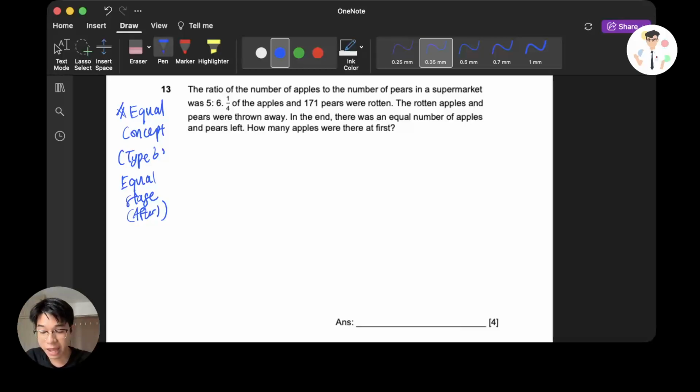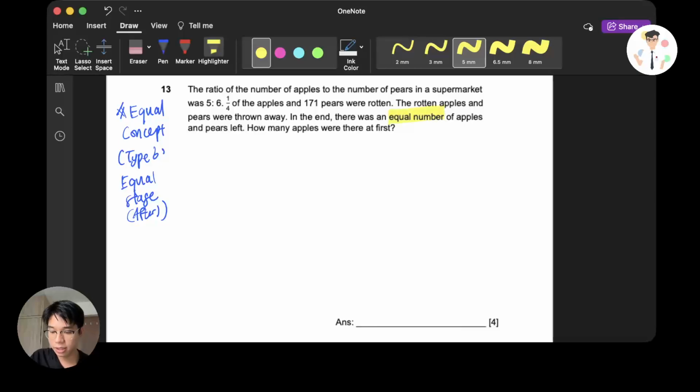The ratio of the number of apples and pears in the supermarket was 5 to 6. 1 out of 4 of the apples and 171 pears were rotten. The rotten apples and pears were thrown away. In the end, there was an equal number of apples and pears left. How many apples were there at first? So what happened is there's a before, there's the after, and I know the after is the same, because at the end it is the same.